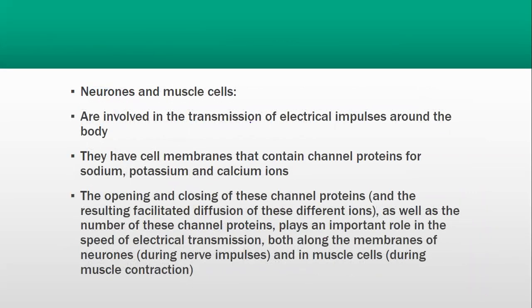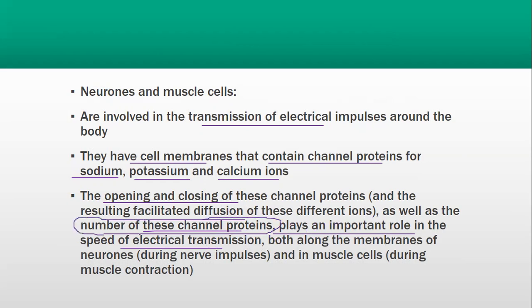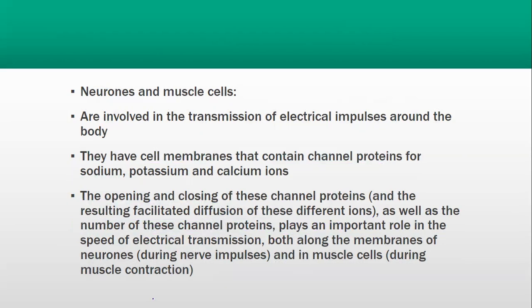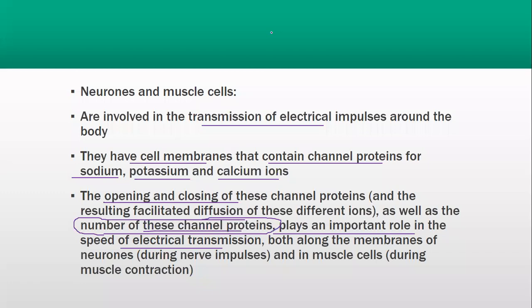Neurons and muscle cells are involved in the transmission of electrical impulses around the body. They have cell membranes that contain channel proteins for sodium, potassium, and calcium ions. The opening and closing of these channels and the resulting facilitated diffusion of these different ions, as well as the number of these channel proteins, play an important role in the electrical transmission. I already told you that the number of these channel proteins has a very important role and is an adaptation for facilitated diffusion. If the number of channel proteins and carrier proteins is greater, the facilitated diffusion would be greater. So these are some examples of specialized cells.